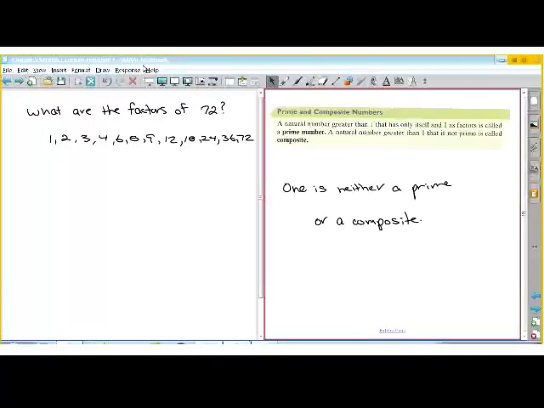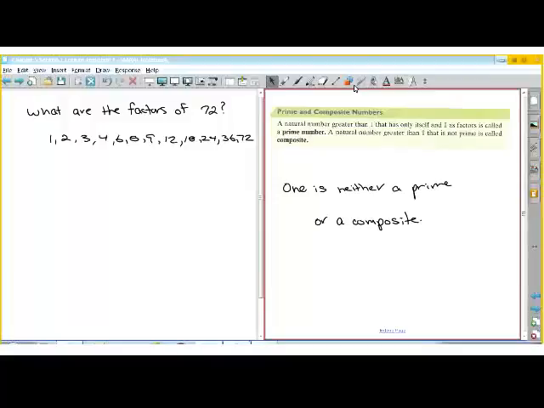Okay, so why all this stuff about factors? Well, because the definition of prime numbers has to do with factors. So you got to know what factors are before you can do it. The definition of prime numbers is a prime number is a natural number greater than 1 that has only itself and 1 as factors. So that's what a prime number is called.